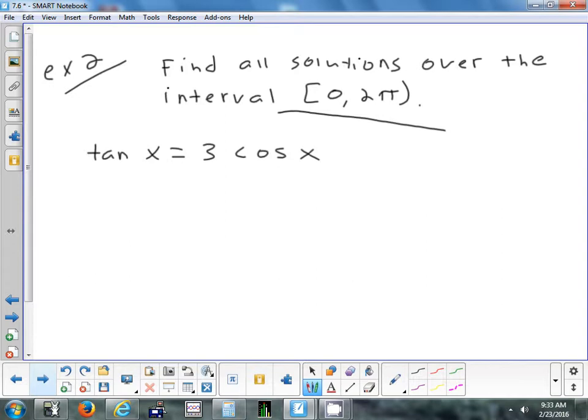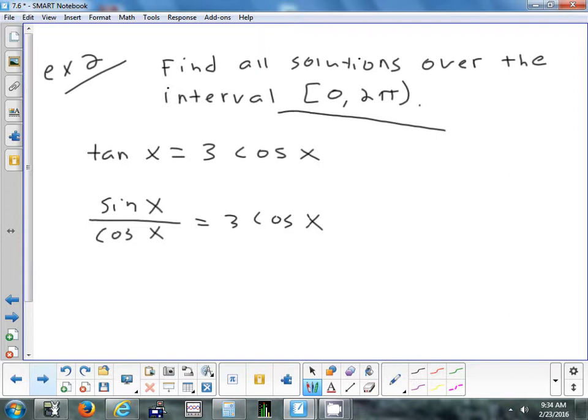It says tangent x equals 3 cosine x. Does anybody remember the identity for tangent? There's a way you can rewrite tangent using sines and cosines. And that's what we want to do here. Close, very close, not cosine over sine. It's sine over cosine. So the first step, anytime I see something that's not a sine or cosine, I try to change it to a sine or cosine, and then work from there.